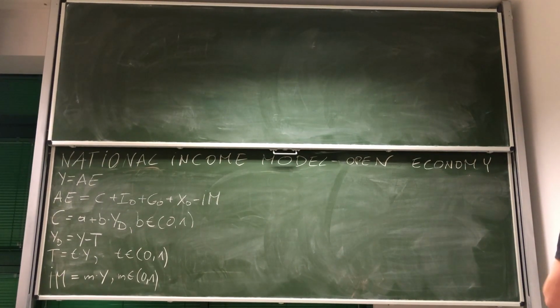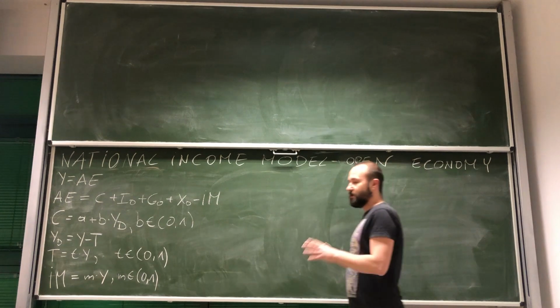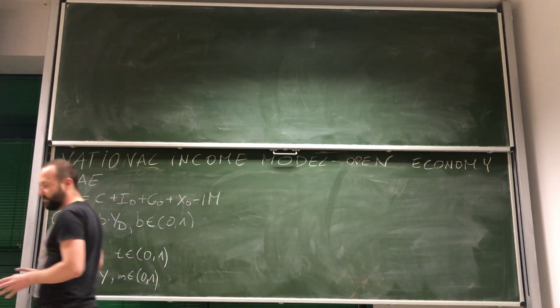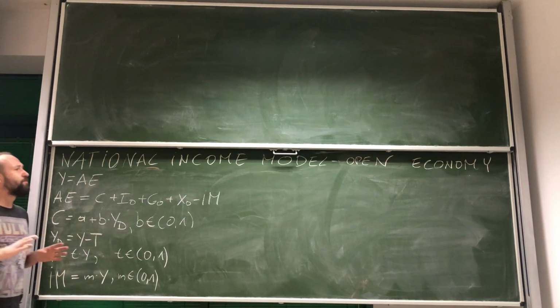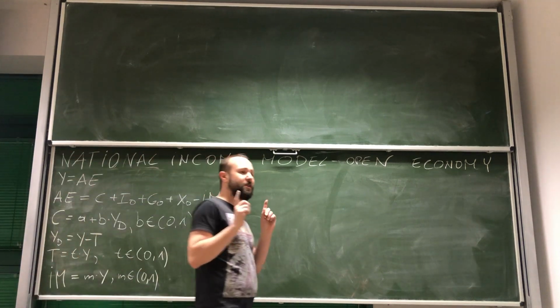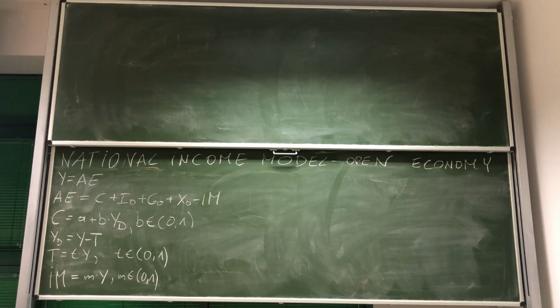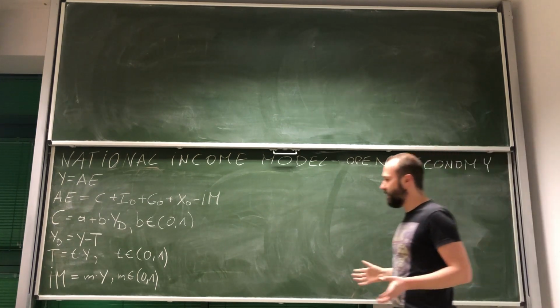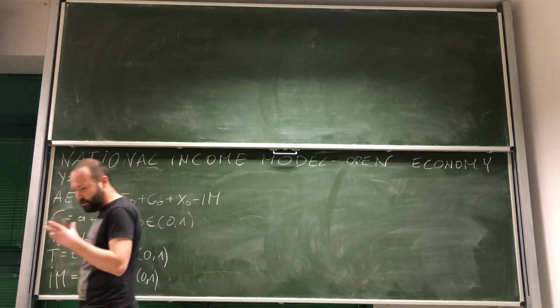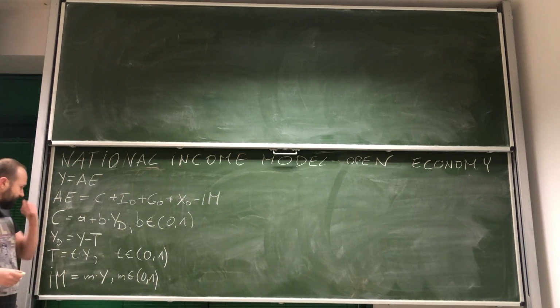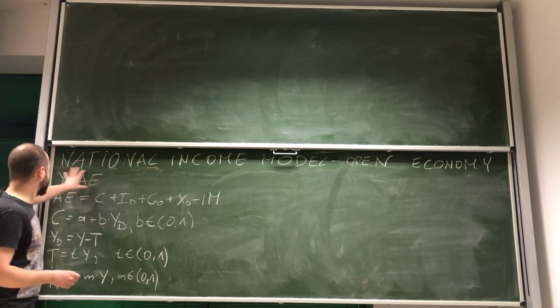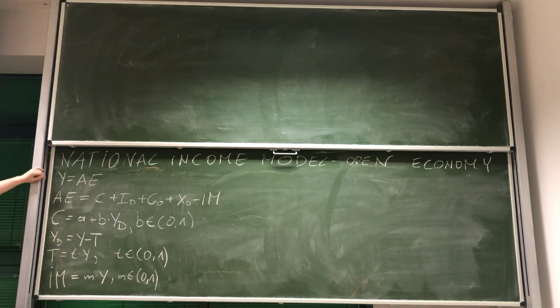Hi. In the previous video, we were dealing with the national income model, finding equilibrium in the national income model, but we focused our attention on a closed economy. Now we're going to extend this model just slightly to account for the possibility of an open economy. So what is changing now? Look, the first equation stays the same, right?